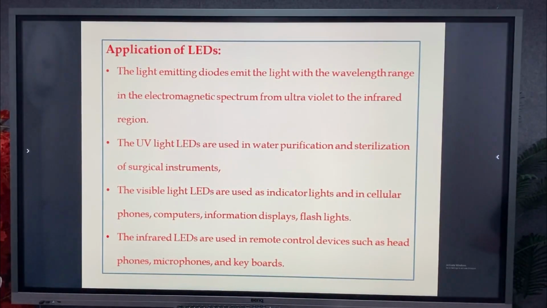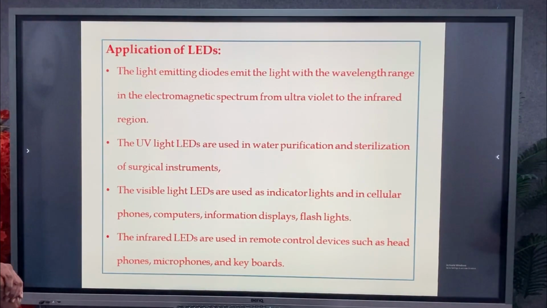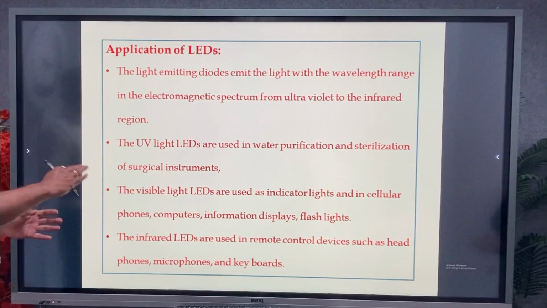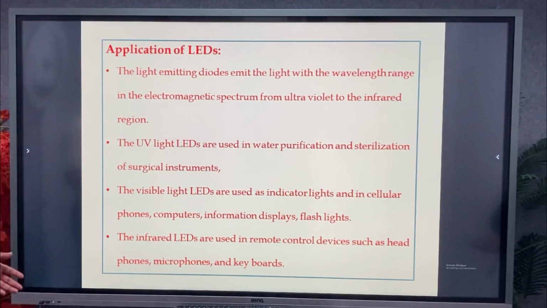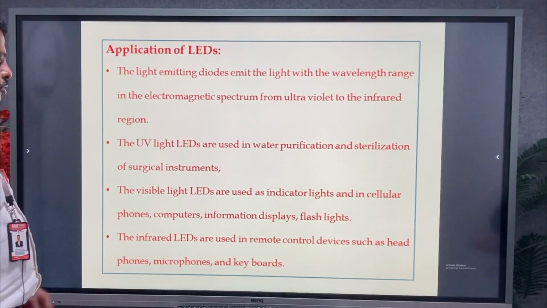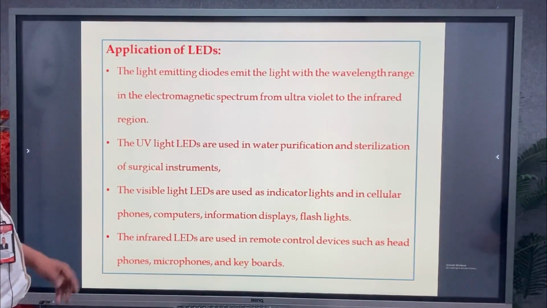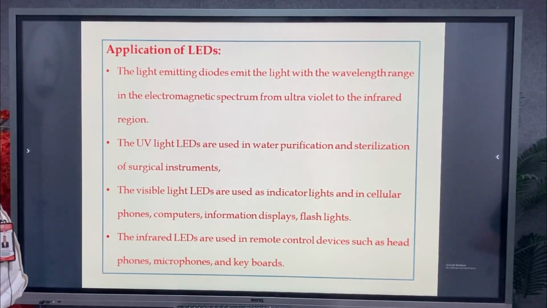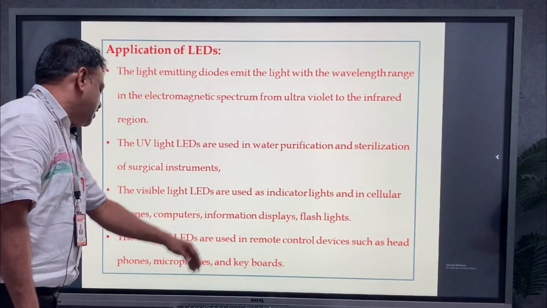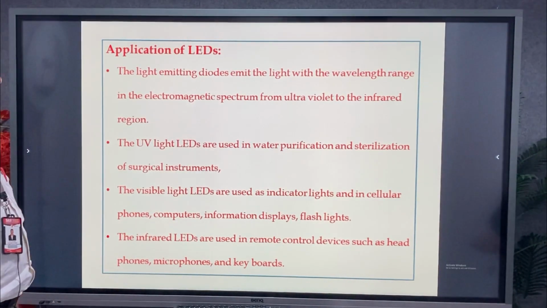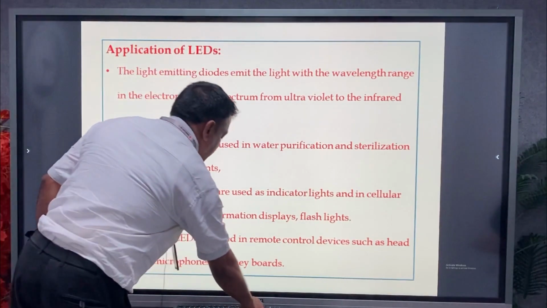Next, applications of the light emitting diode. Light emitting diodes emit light with wavelengths across the electromagnetic spectrum. That means every LED emits light in the UV to infrared region. UV light is used in water purification and sterilization of surgical instruments. Visible light LEDs are used in indicator lights, display boards, cellular phones, computers, information displays, flashlights, etc. Infrared LEDs are used in remote controls. All remote control devices work on the infrared region of LEDs, along with headphones, microphones, keyboards, etc. These are the applications of the LEDs.